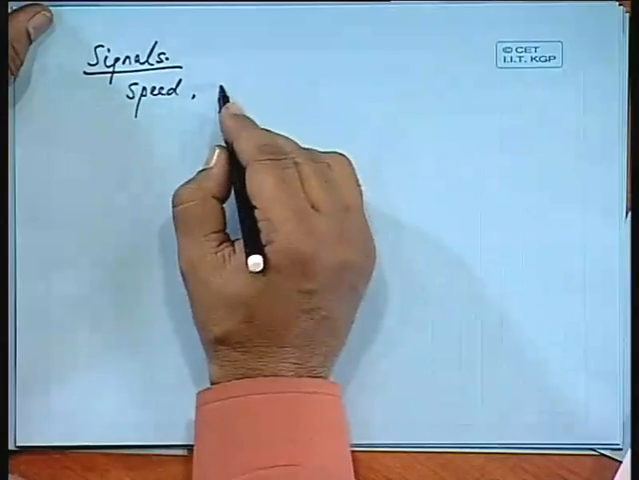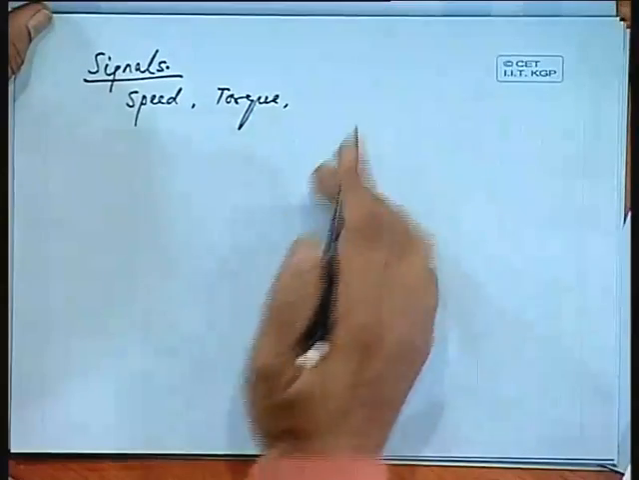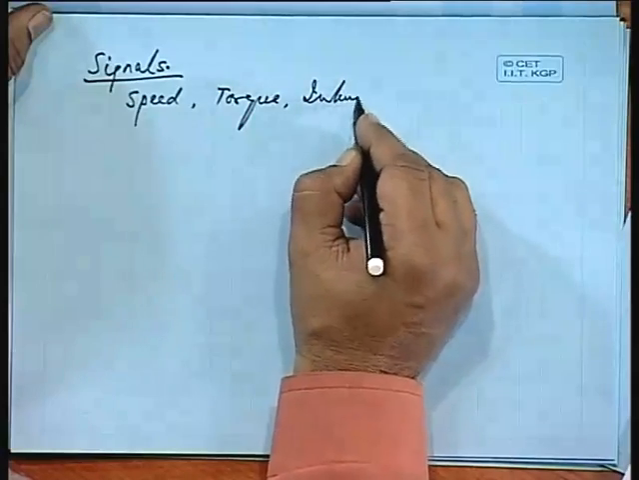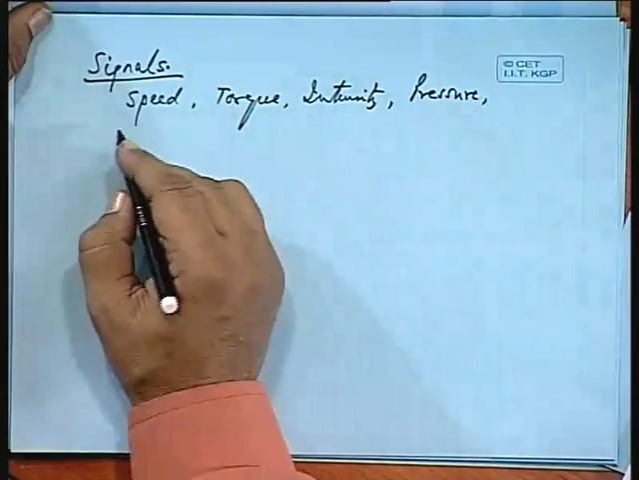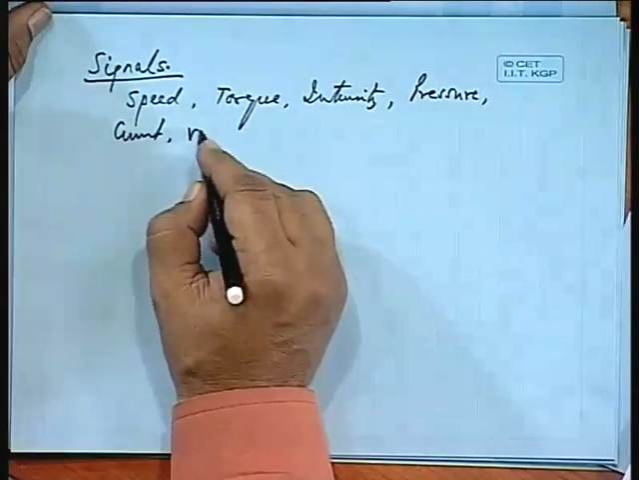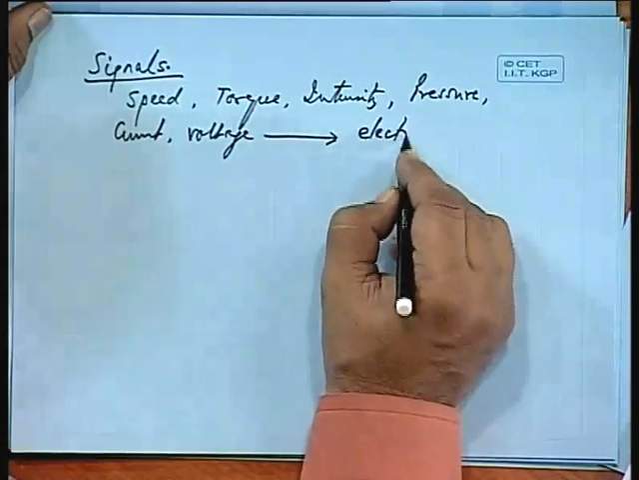So, signals can be anything like torque, speed, intensity. Now, intensity can be of light, intensity of vibration, mechanical vibration. I will just show you some typical signals. Then pressure, current, voltage, and so on. These are all converted to electrical signals through transducers.